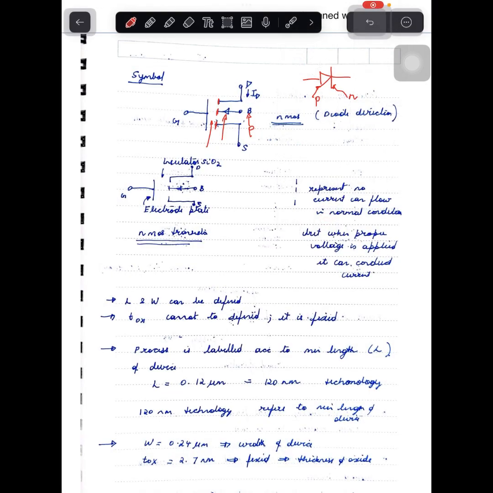The designer can choose the length and width of the transistor. The designer cannot choose the thickness of the insulation layer TOX. It is fixed for a given technology, as well as the minimum length L minimum. For example, 0.12 micrometer, which equals 120 nanometer technology. So the minimum length which the designer can choose for any transistor has to be 120 nanometers, and this is dependent on the technology.